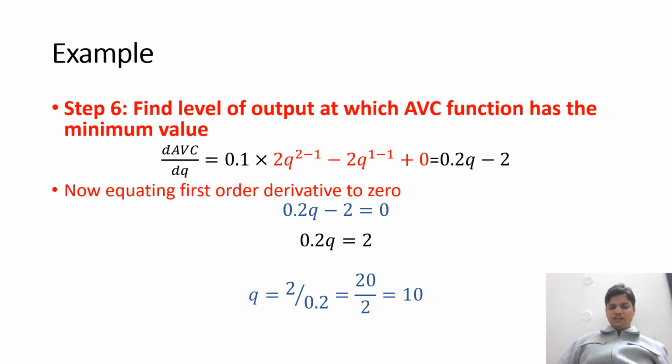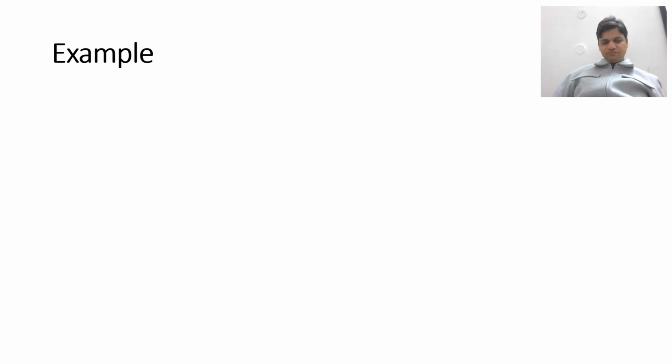I leave the second order conditions for you to do, but even if you do, you will get a positive answer, which will be 0.2. So whenever the second order derivative is positive, it indicates that the function will attain the minimum value. So if you do d square AVC by dq square, the answer will be 0.2, which is positive, greater than 0. So it is strictly convex to the axis, and it has a specified minimum.